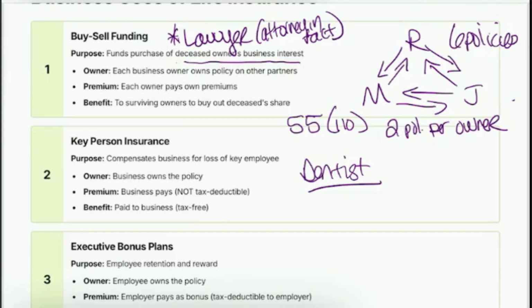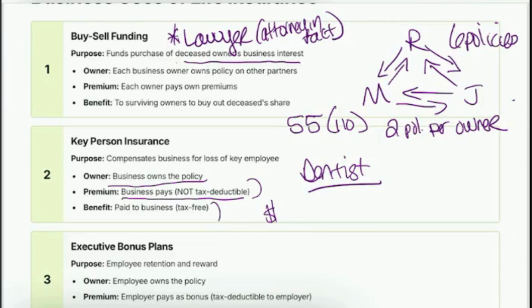If something happened to him, key person insurance, the money is going to be paid to the business. The business owns the policy. The business pays the premium. It's not tax deductible though. And then the benefit is paid to the business tax free. That's why it's not tax deductible. You'll learn about that once you get into the taxes of life insurance. We'll be having a video up on that soon.